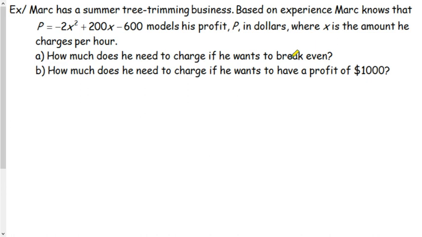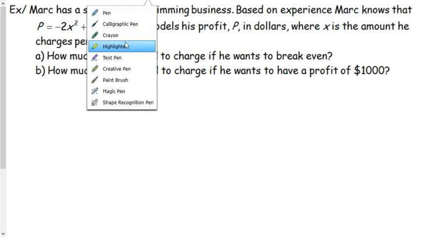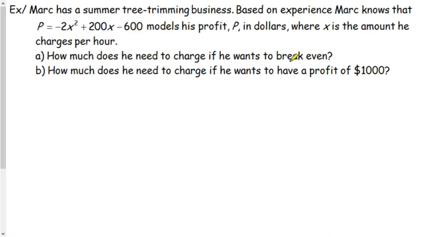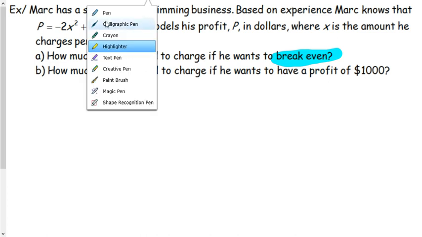So how much does he need to charge if he wants to break even, and how much does he need to charge if he wants to have a profit of $1,000? Now this term break even should be a really important clue that we're talking about zeros. Anytime you see break even, that means we're talking about our zeros, okay? We're talking about a profit of 0. So how do we figure out our break-even point?